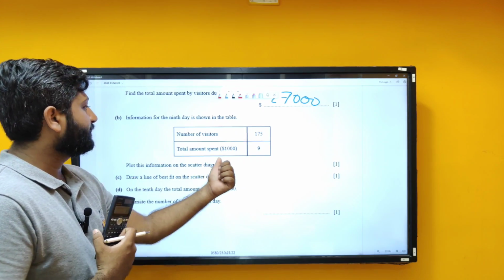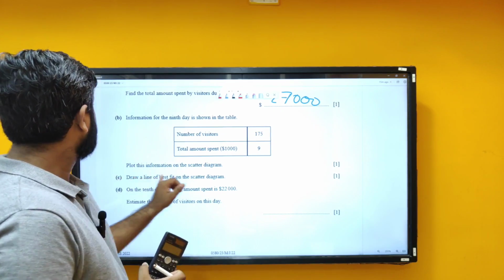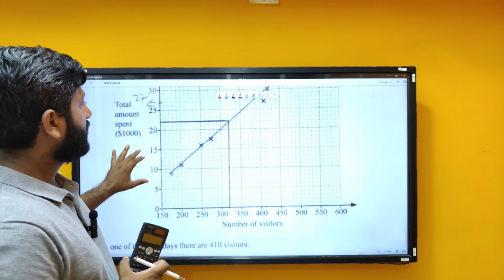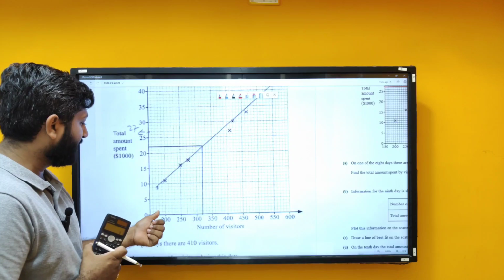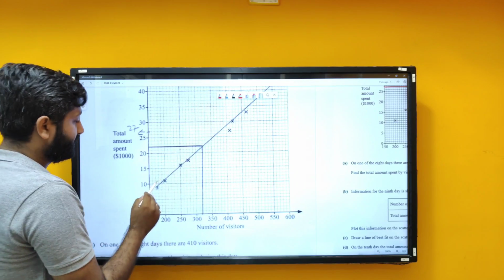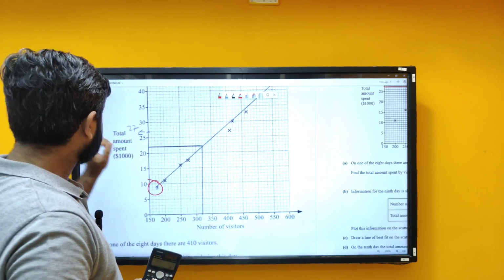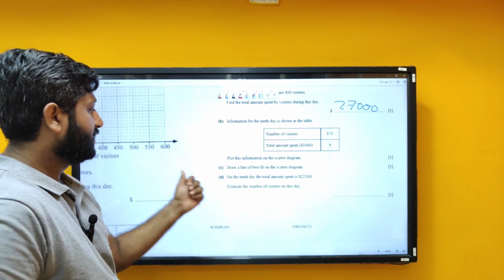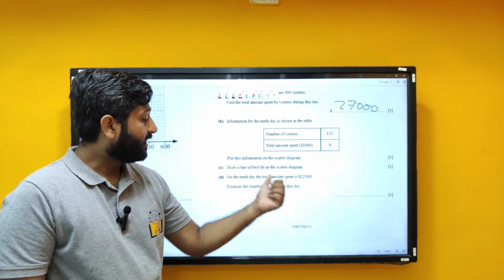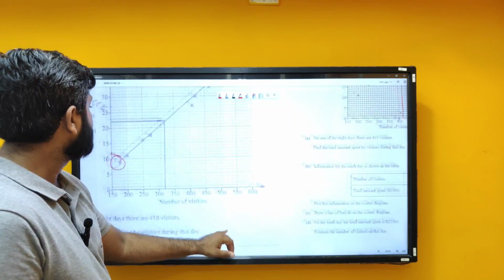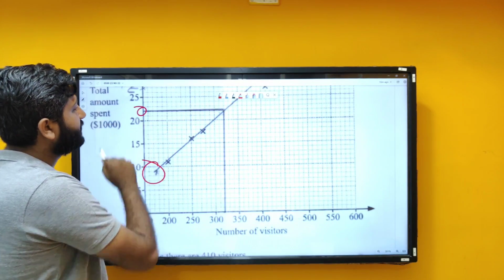Now we are supposed to plot this on a scatter diagram and draw a line of best fit. I have already plotted both points and drawn the line of best fit. At 175 we had 9, so this is the point, and this is the line of best fit. Next, on the 10th day the amount spent is $22,000. Estimate the number of visitors on that day. See guys, this is the amount of $22,000.